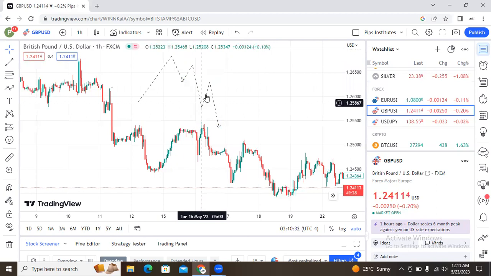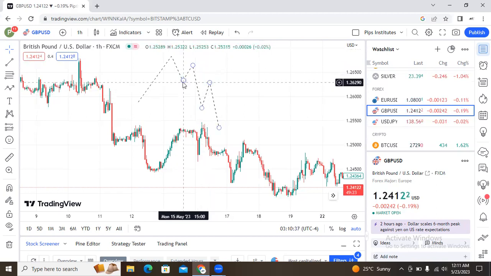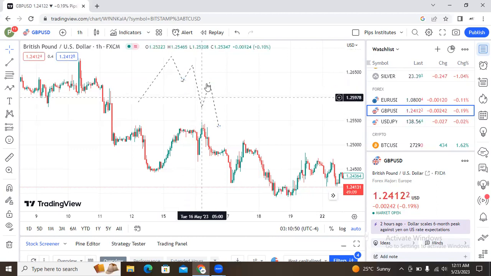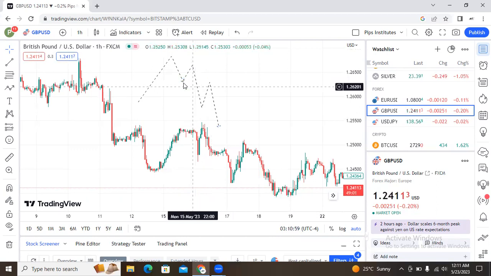and move up, right at the area of this other block that was broken. So this other block now becomes, instead of another block, a mitigation block, because now the market has to come back and mitigate it over here. So once the market mitigates it over here, at this point you are looking at selling. Then it becomes a bearish mitigation block.